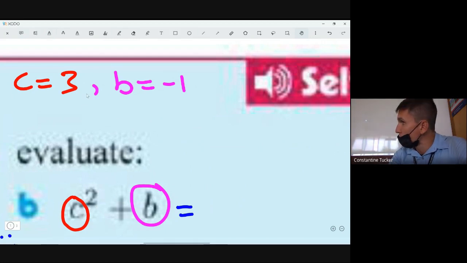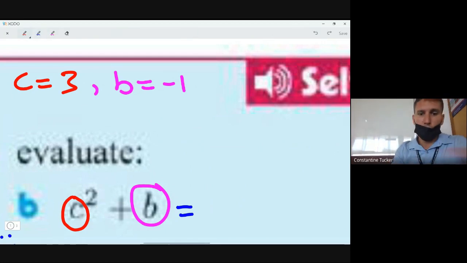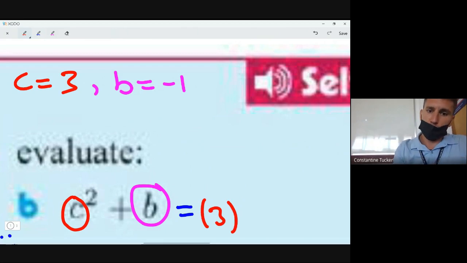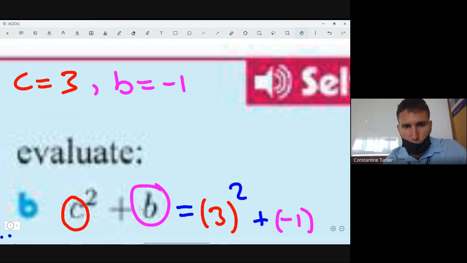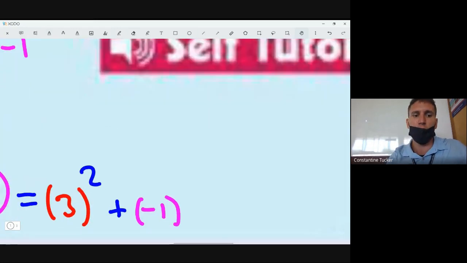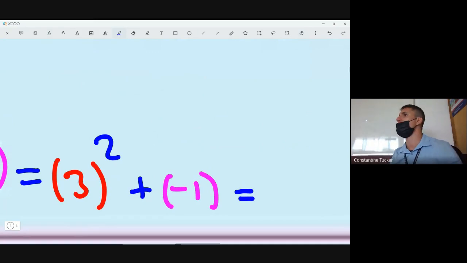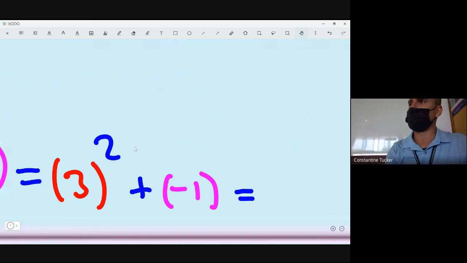Now C is 3. So 3 squared. And then plus, what was that B again? The pink one? Plus -1. Okay, I'm just going to put everything in brackets. You don't have to, but I'm doing it to emphasize what's happening. So the red thing has been replaced with 3, and the pink thing has been replaced with -1. Amazing. Let's go ahead and calculate this. Now, 3 squared, hands up if you think that's equal to 6. 3 squared is equal to 6? No? 9. Why is it 9 and not 6?